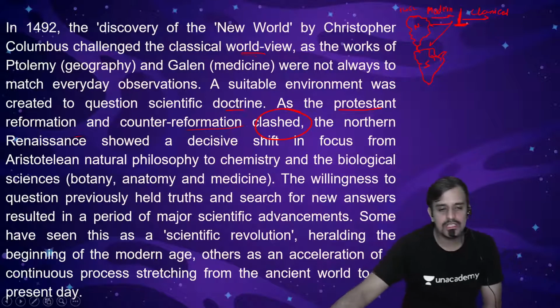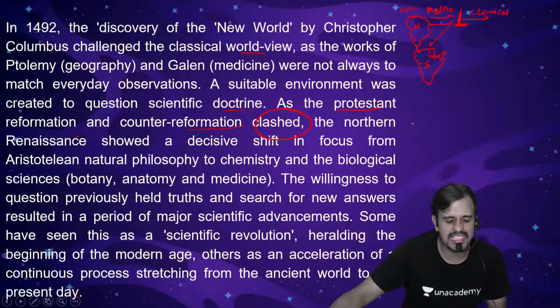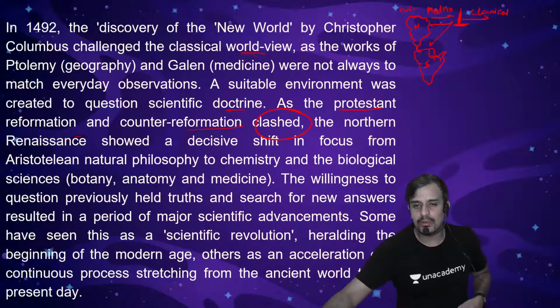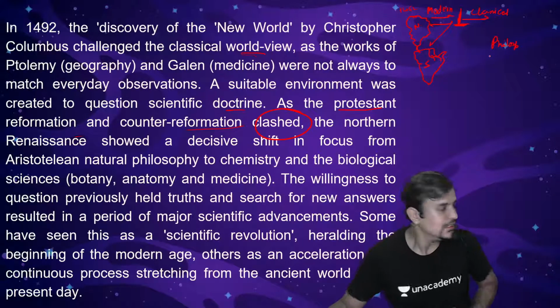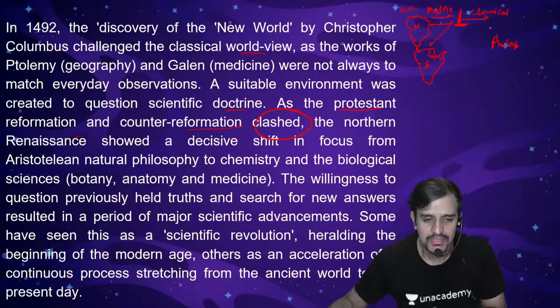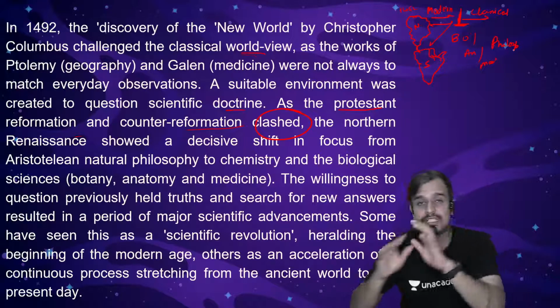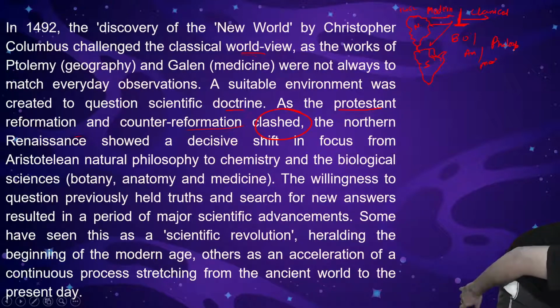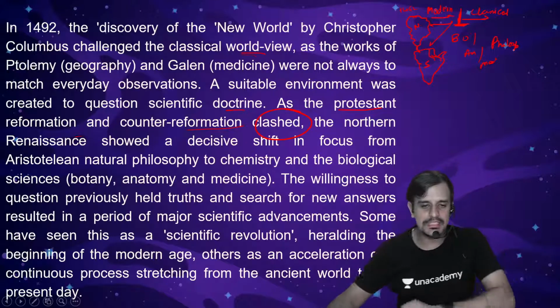The Northern Renaissance showed a decisive shift in focus from Aristotelian natural philosophy to chemistry and the biological sciences. So what happened? Ultimately, we moved from philosophy, and from this philosophy, we moved towards botany, anatomy and medicine. So the scope increased manifold.